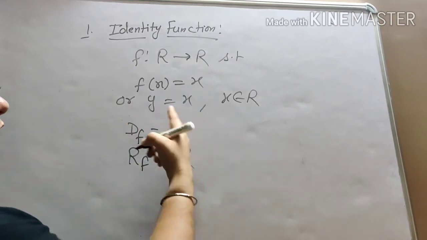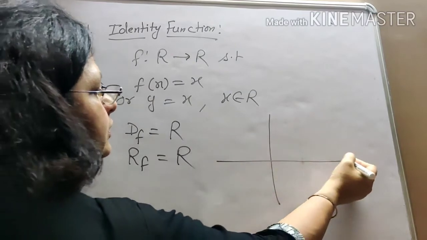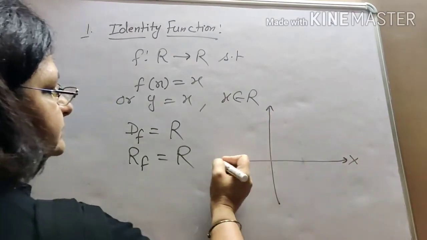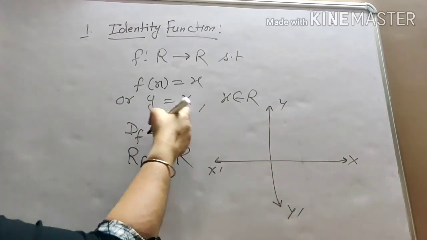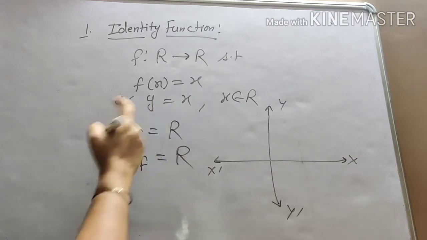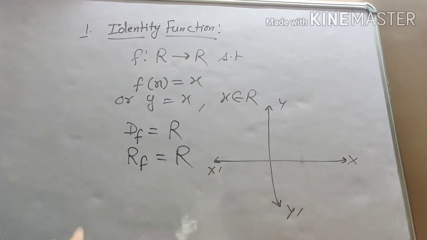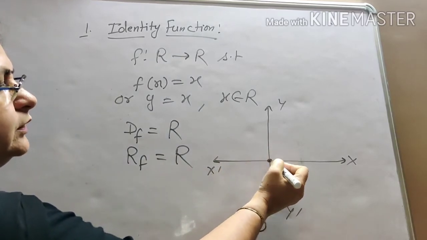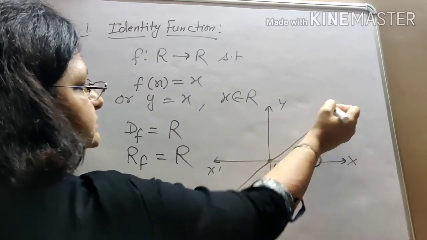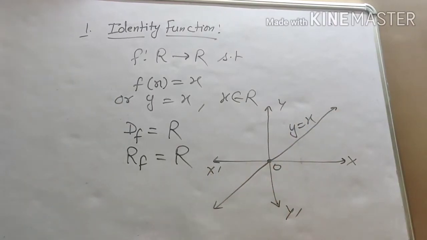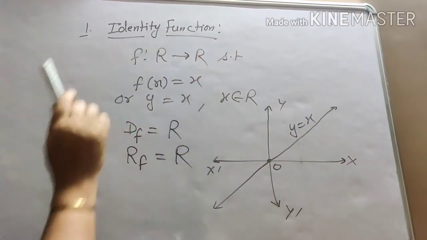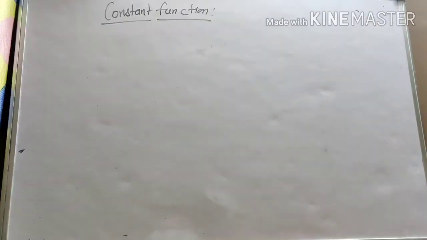Now, how can we draw the graph of this function? The relation between y and x is linear. So, their graph will be a straight line, which will pass through the origin like this. So, this is the graph of y equal to x, or we can say this is the graph of the identity function. Now, the second type is the constant function.